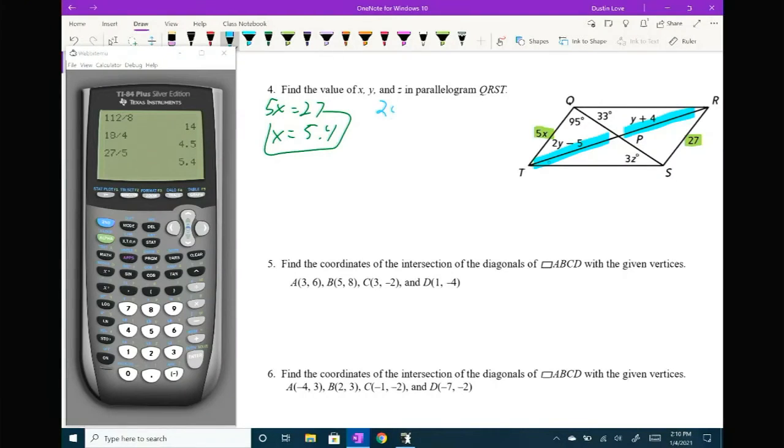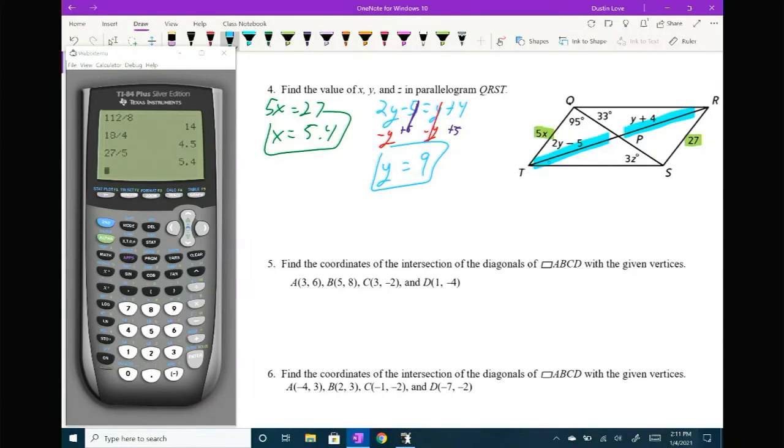Specifically, I know 2y minus 5 is equal to y plus 4. Now, we're going to get all of our variables on one side and our numbers on the other. So add 5 here. Those are going to cancel. Those are going to cancel, leaving me with y is equal to 9. That was simple enough. Now we've got to come up with z.